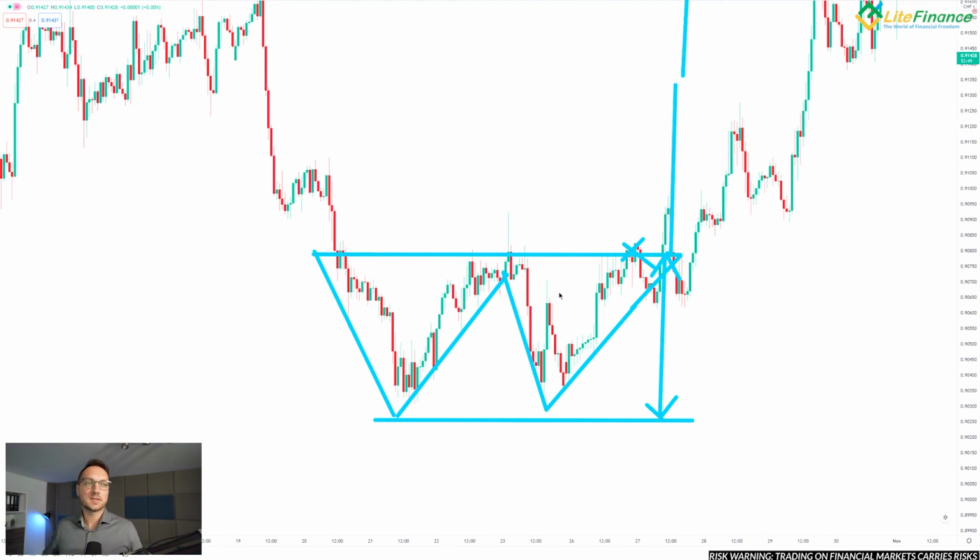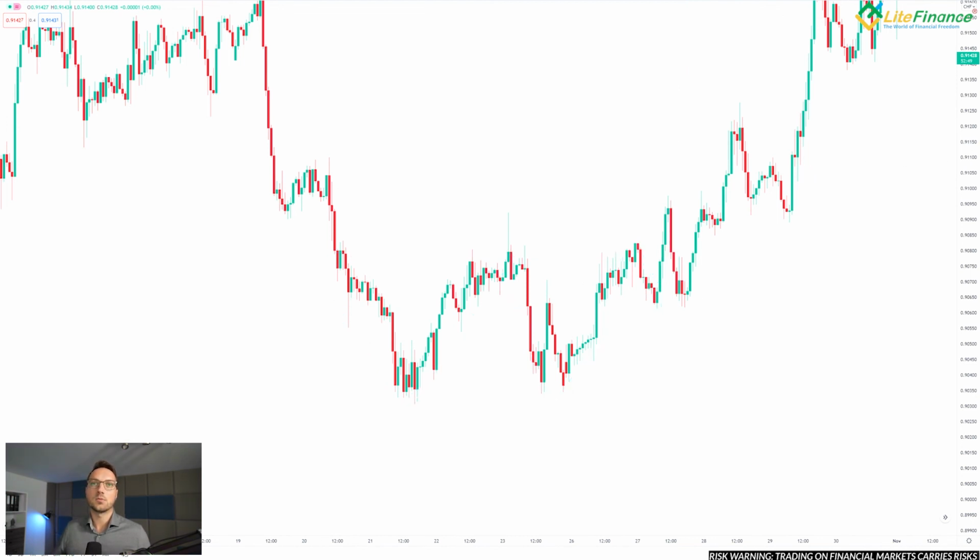So as I said, they need to occur, of course, at major resistance and support levels, but I will be showing you the bigger picture at the end of the presentation. So okay, let's delete that and let's go for another example.